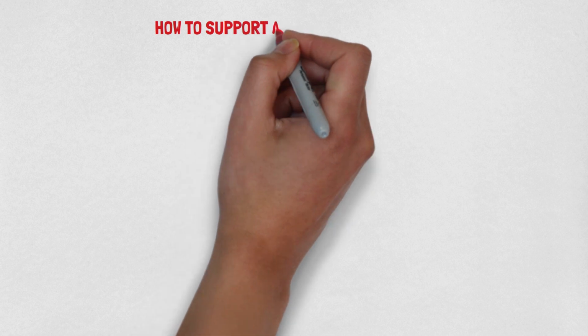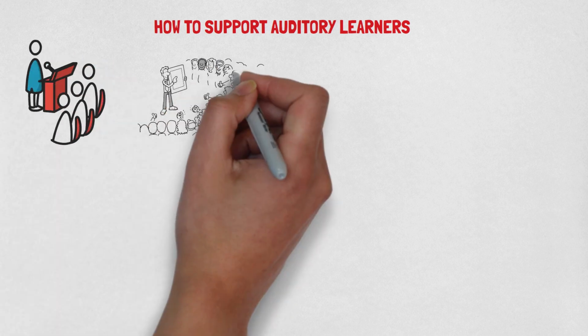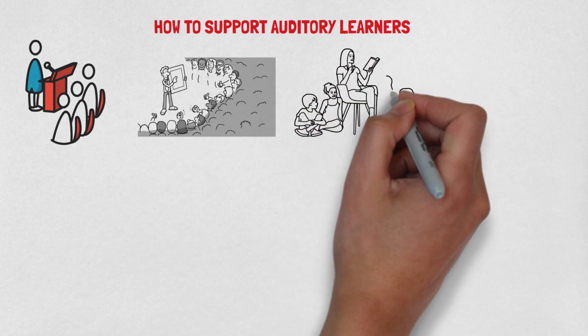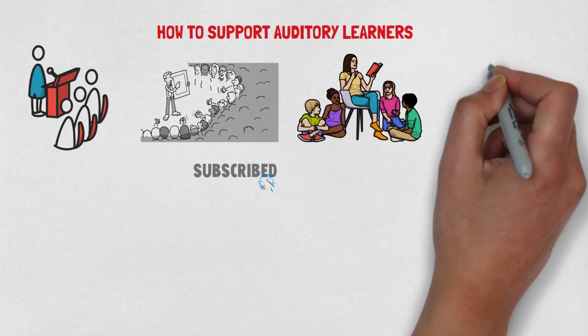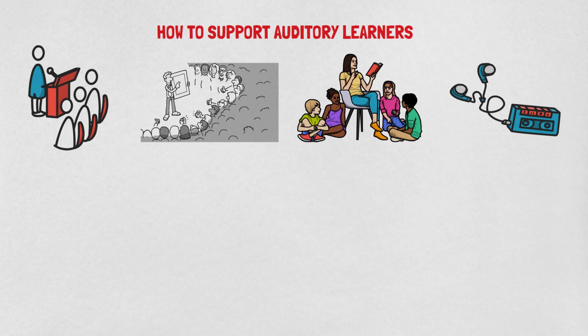How to support auditory learners? To support auditory learners, teachers can use lectures, discussions, and read aloud to reinforce concepts. For example, an English teacher might have a class discussion about a book to help auditory learners better understand the characters and plot. Parents can provide their child with audio books and encourage them to talk through what they are learning to help reinforce the information.